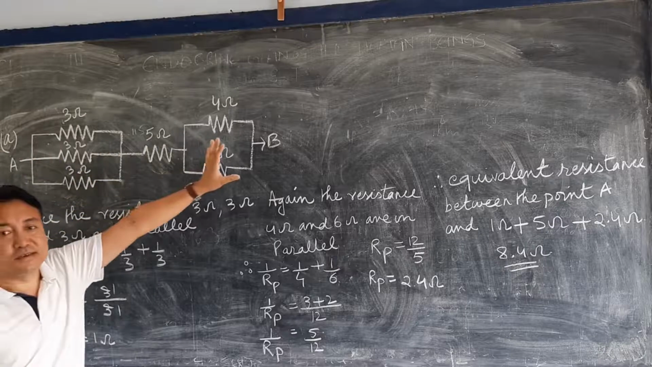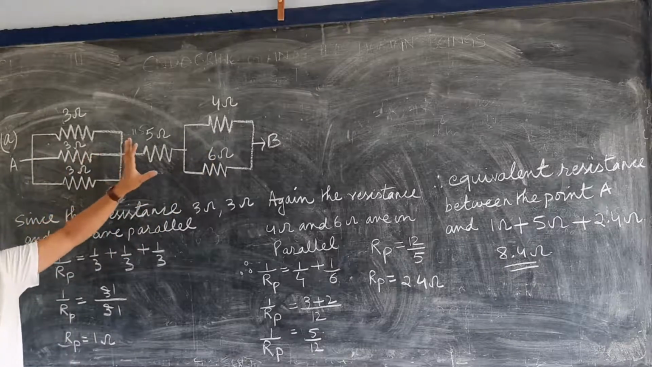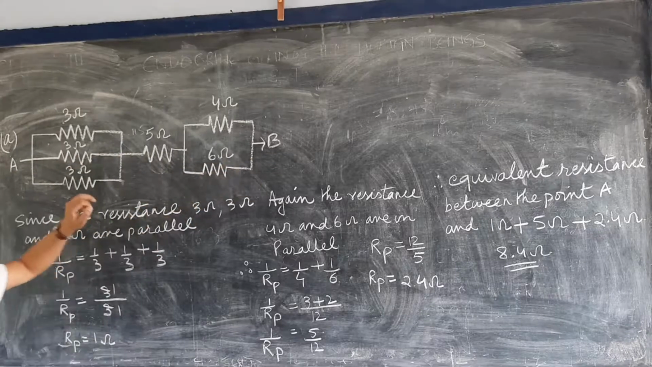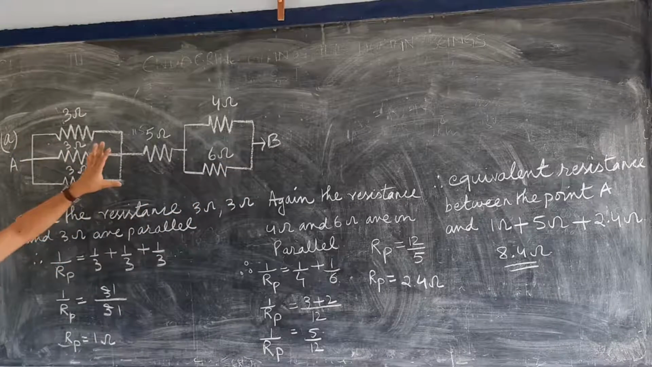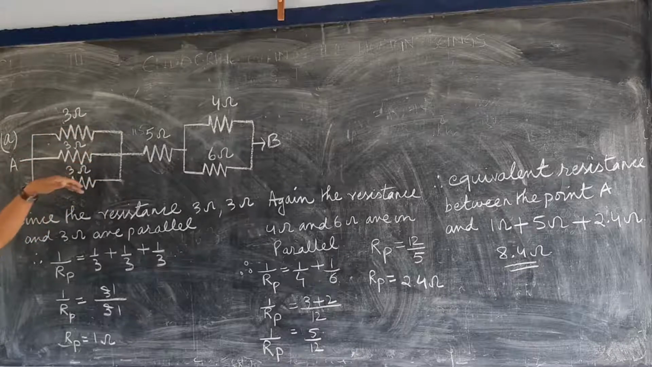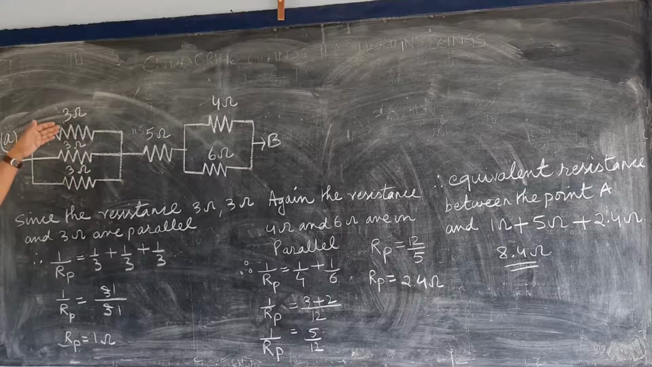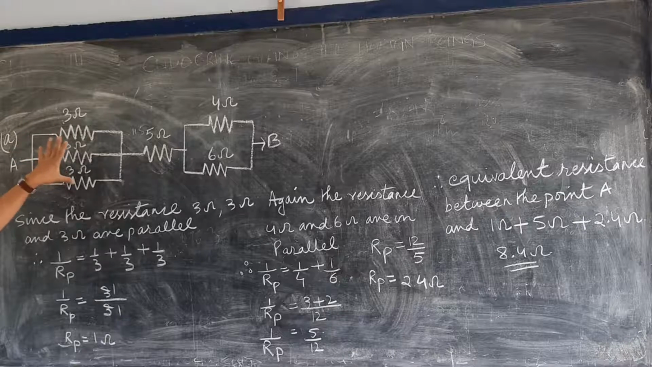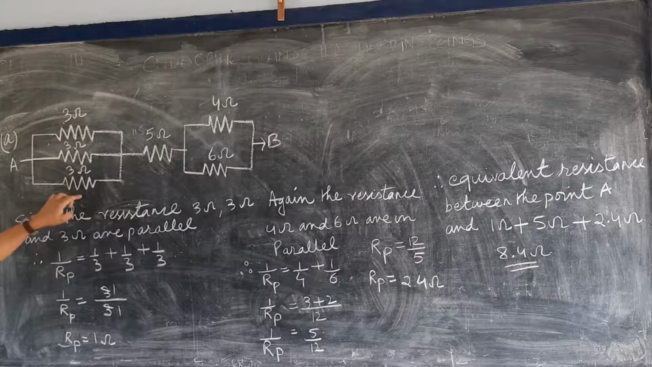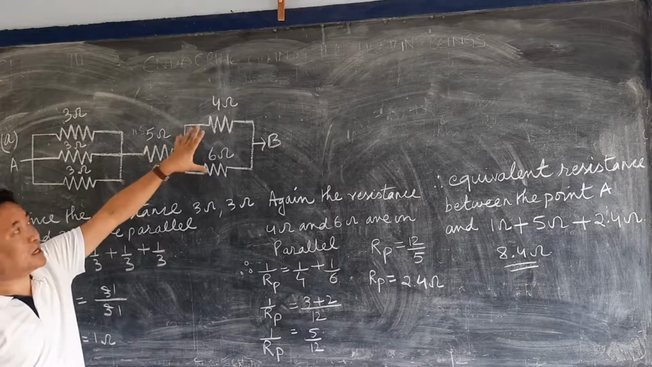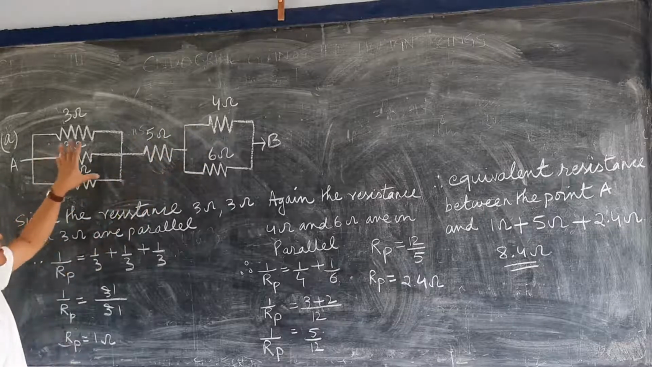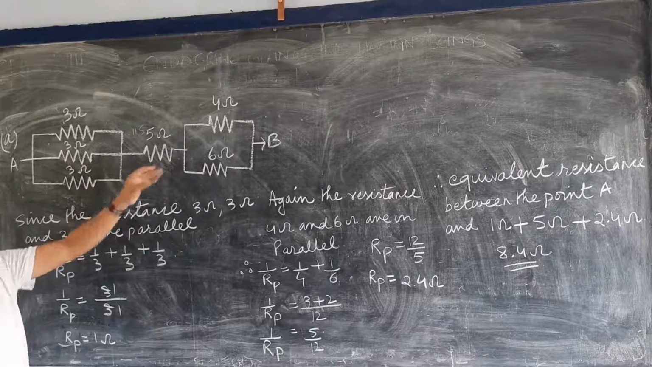The diagram is given here. You have to find the equivalent resistance between the points A and B. To find the equivalent resistance, you follow the diagram. In the diagram, 3 ohm, 3 ohm and 3 ohm are given, so these resistors are in parallel. Then again, another two resistors are there, 4 and 6 ohm, which are also in parallel. You have to find the equivalent resistance from point A to B.